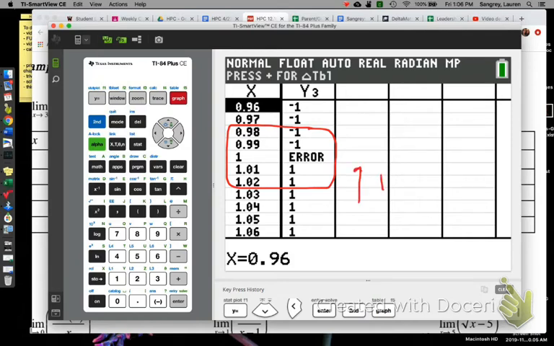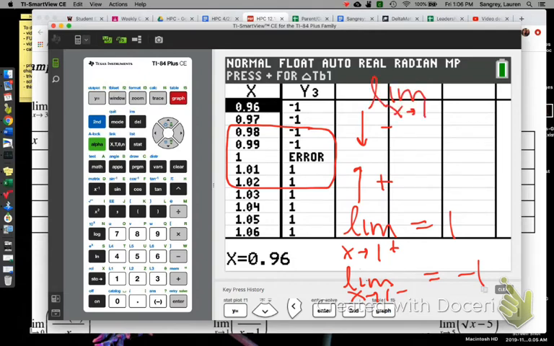As we approach from the right side and as we approach from the left side, the limit as x approaches 1 from the right appears to be 1. And the limit as x approaches 1 from the left appears to be -1. Since these do not match, the limit does not exist. So the limit as x approaches 1 does not exist. If I asked you to evaluate at 1, it would also not exist. It would be undefined.